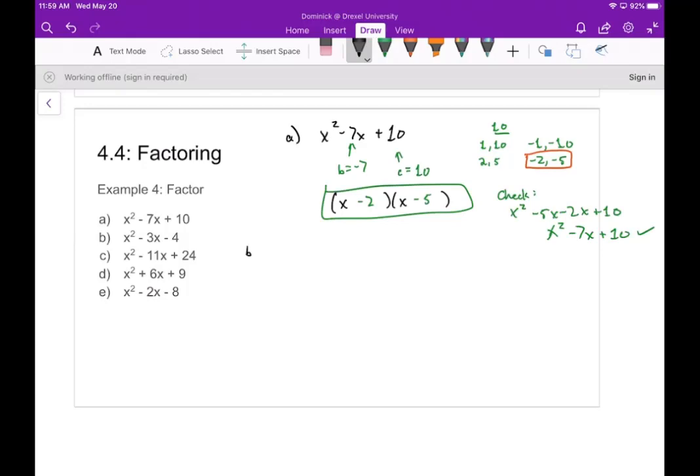Okay, so let's burn through a couple more of these. So we'll go a little quicker. So in part B, we have x squared minus 3x minus 4. Okay, so if we look at our factors of negative 4, we have 4 and negative 1, or negative 4 and positive 1. We also have 2 and negative 2. All right, so of course the one that works here is negative 4 and 1. So this will be x minus 4, x plus 1.